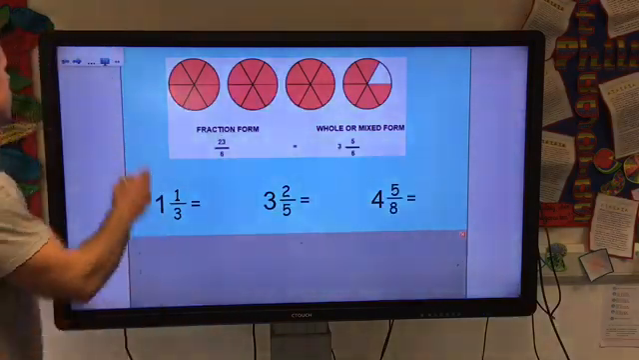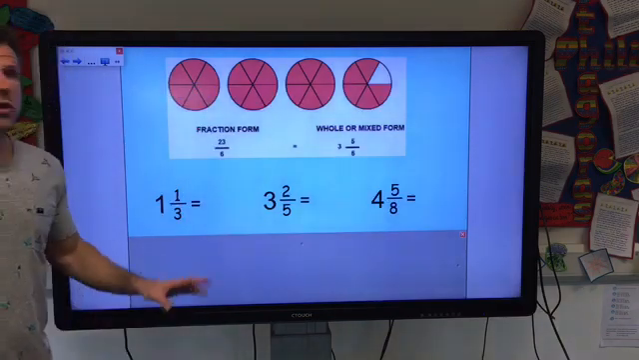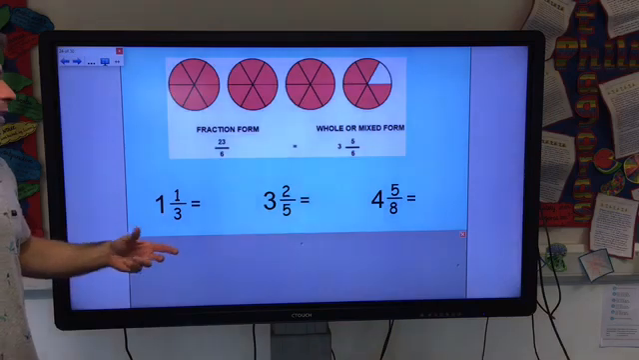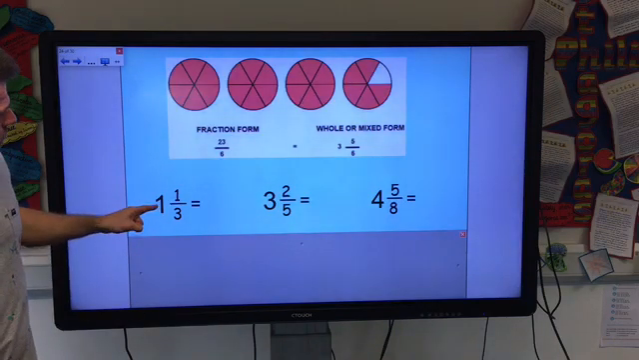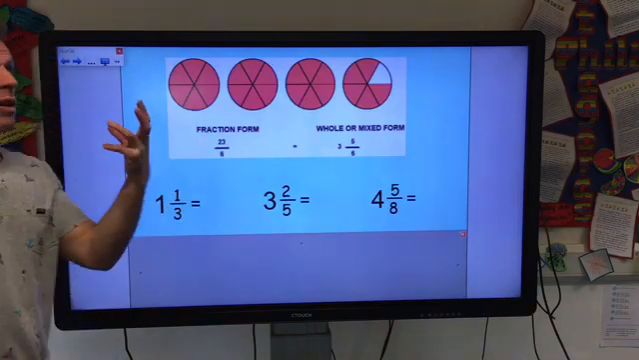Now, if you haven't got that visual representation, there's a way you can just do it using the numbers and multiplying and adding. So, if you think about it, let's look at this one. 1 and 1/3. You can probably visualise something broken up into thirds.